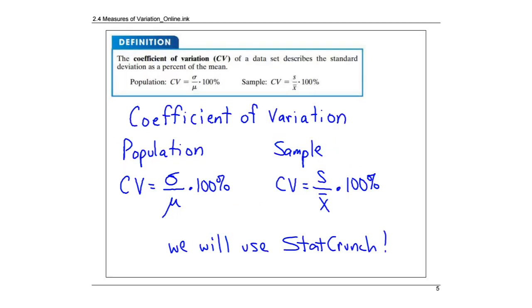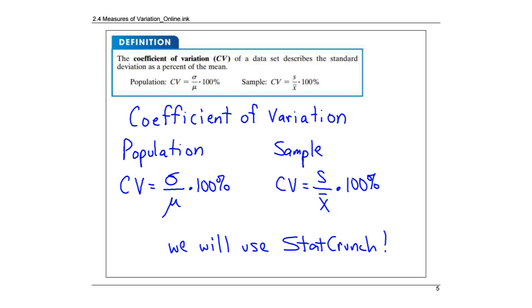All right, last concept for 2.4. This is the coefficient of variation. Again, StatCrunch is going to take care of this for us, but what happens is this just shows us the standard deviation as a percent of the mean. So it's just another way that we can look at variation when we have a couple different types of data and we want to compare them.